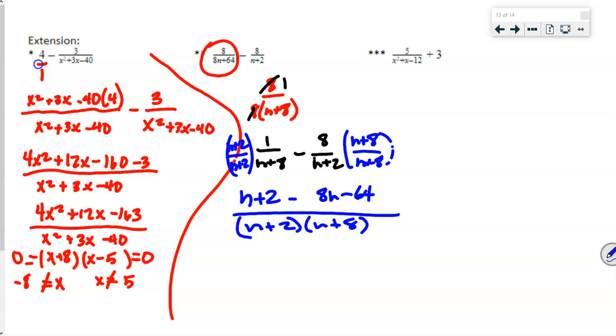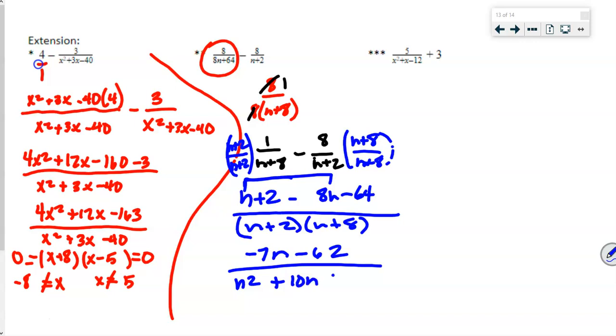So we've got the like terms right here with the n and the 8n. So that's going to be minus 7n. And then we've got minus 64 and 2. So that's going to be minus 62. And all of that, nothing can be factored out of that. So if we go ahead and multiply this out, this would be n squared plus 10n plus 16. And then again, we've got to set these factors equal to 0. So n cannot equal negative 2, and n cannot equal negative 8.